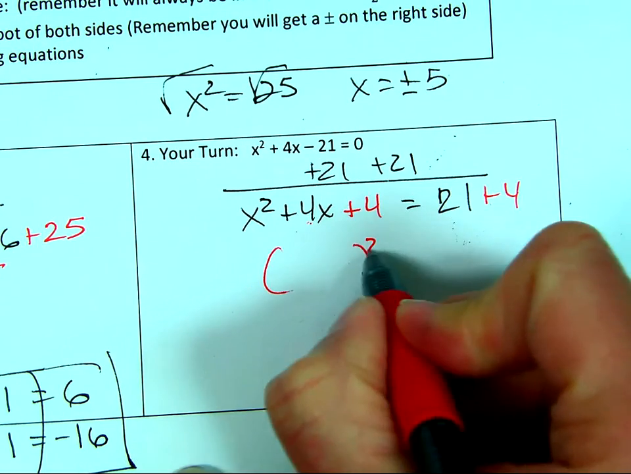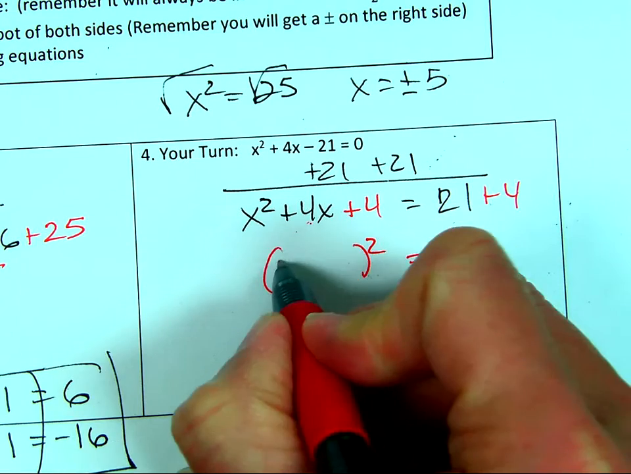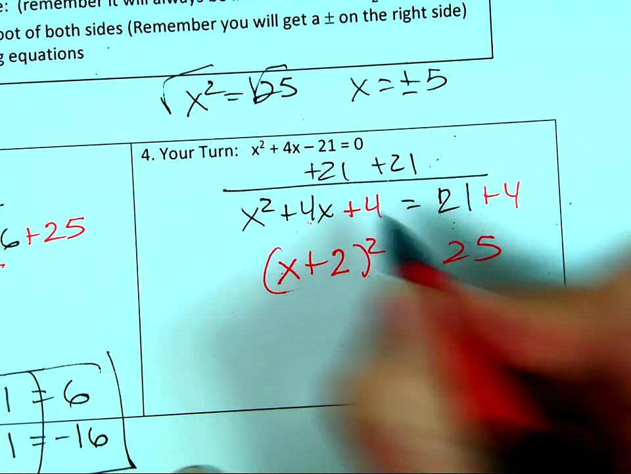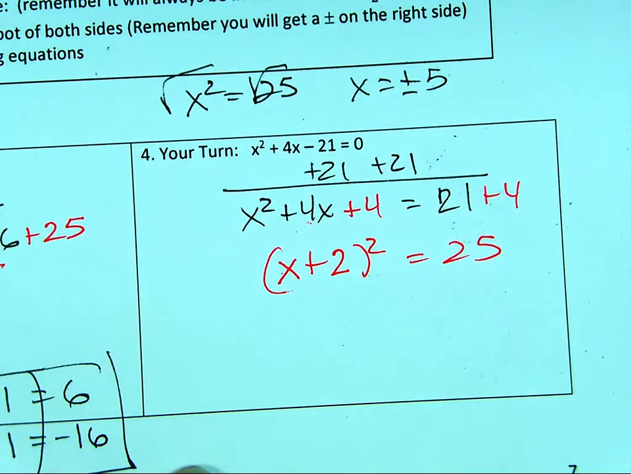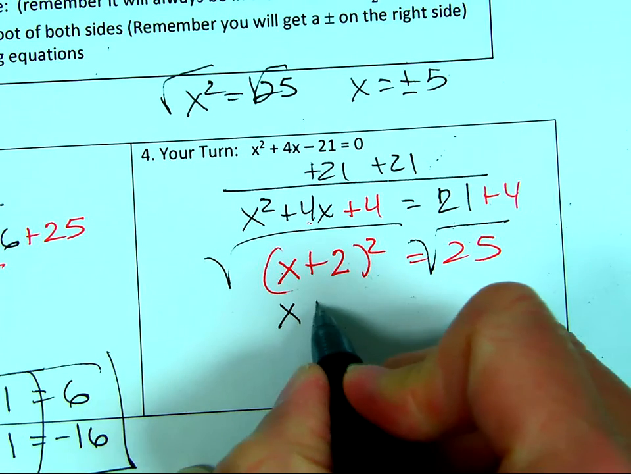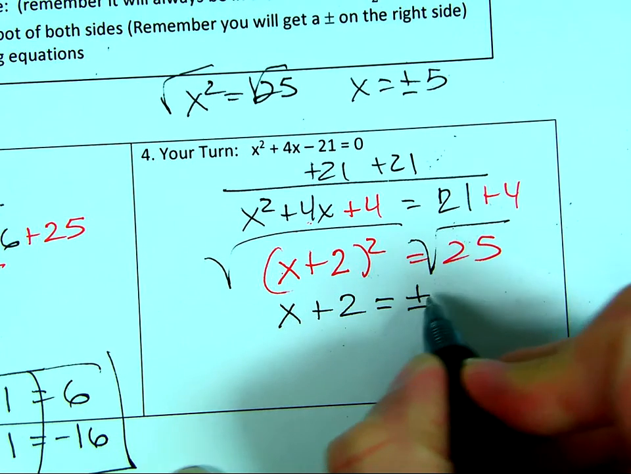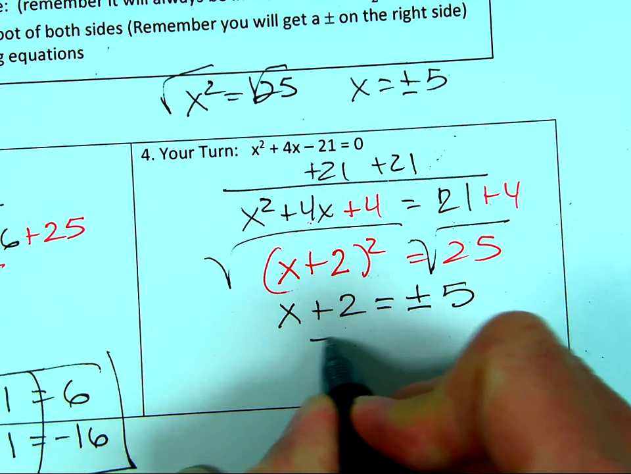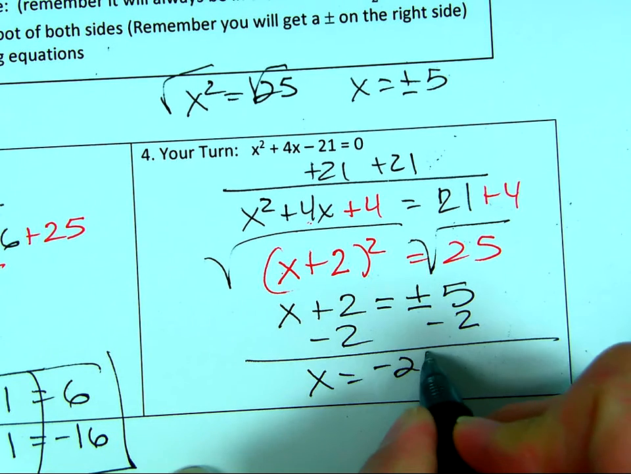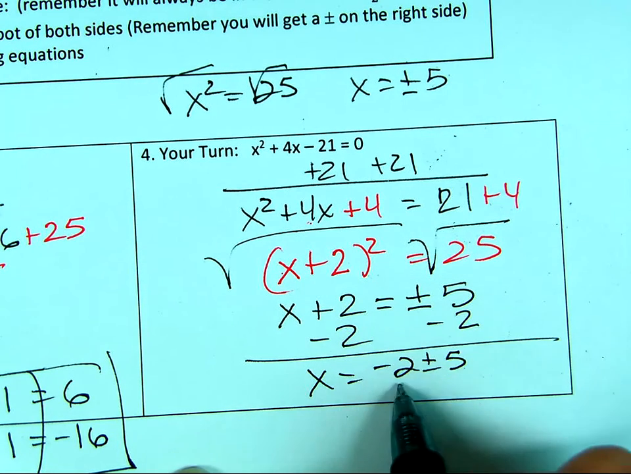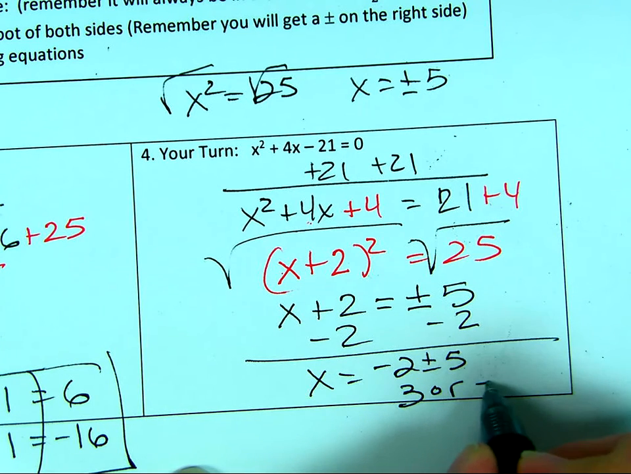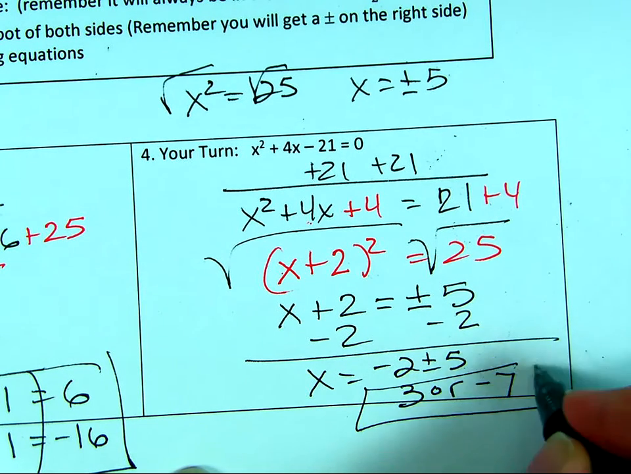And I'm going to factor this side, and the factor is always the square root of that and half of that, or the square root of that. Now I'm going to square root both sides, so I get x plus 2 is equal to positive or negative 5. And when I subtract 2 from both sides, I get x equals negative 2 plus or minus 5. So that means negative 2 plus 5, which is 3, or negative 2 minus 5, which is negative 7. And these are my answers.